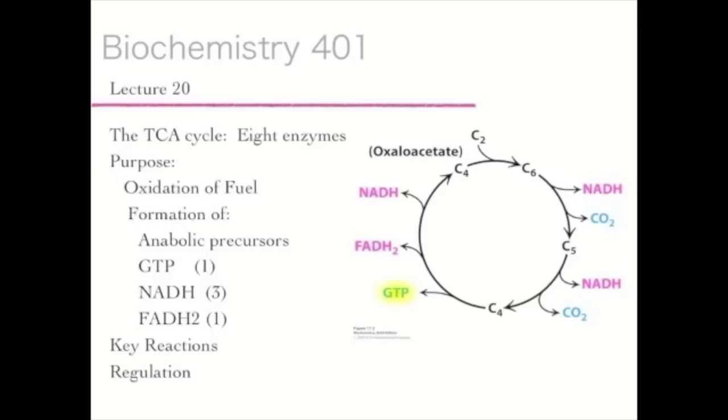Biochemistry 401, Lecture 20. Today we're going to talk about the TCA cycle. This is a cycle that involves 8 enzymes, and its purpose is the oxidation of fuel and the formation of anabolic precursors. This cycle also produces 1 GTP, 3 NADH, and 1 FADH2. We're going to discuss key reactions of this cycle and its regulation.